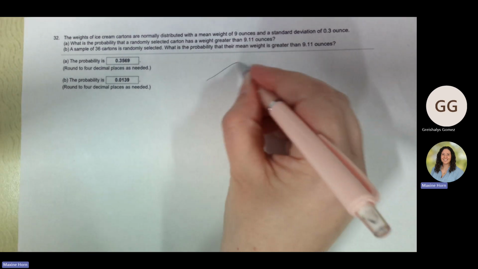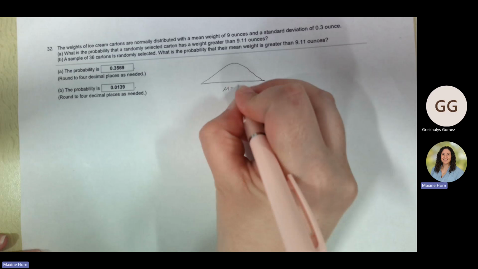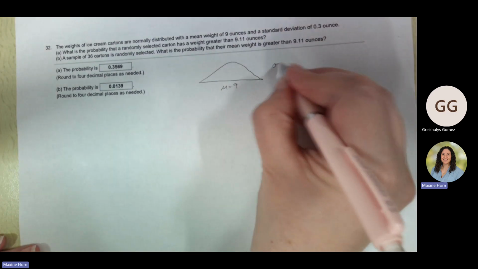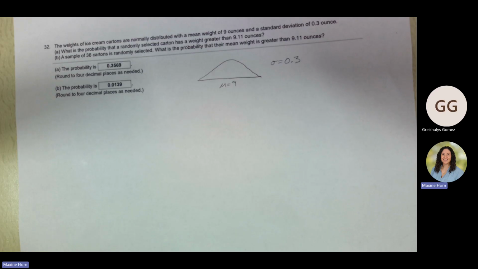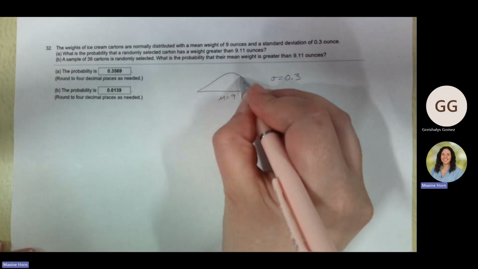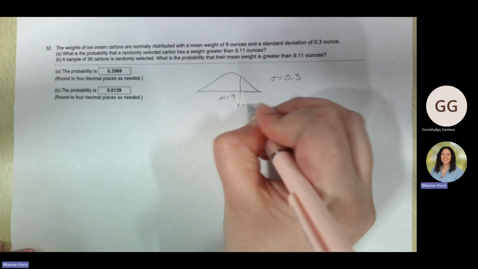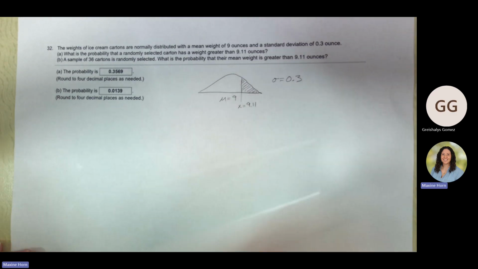All right, and this is the last problem. The weights of ice cream cartons are normally distributed, with a mean weight of 9 ounces and a standard deviation of 0.3 ounces. What is the probability that a randomly selected carton has a weight greater than 9.11 ounces? So again, that's an X value of 9.11. We want the area to the right of that.